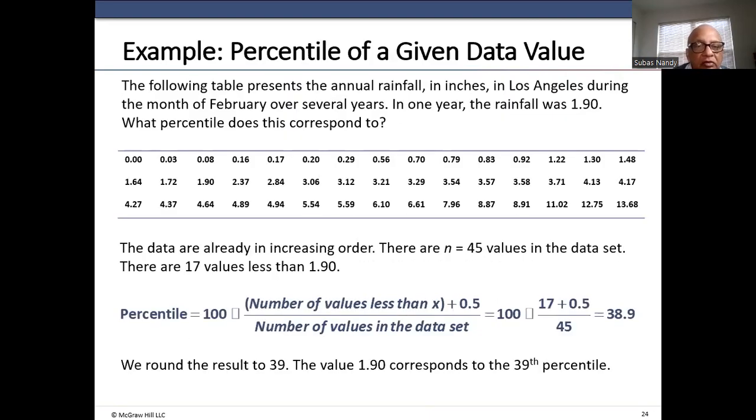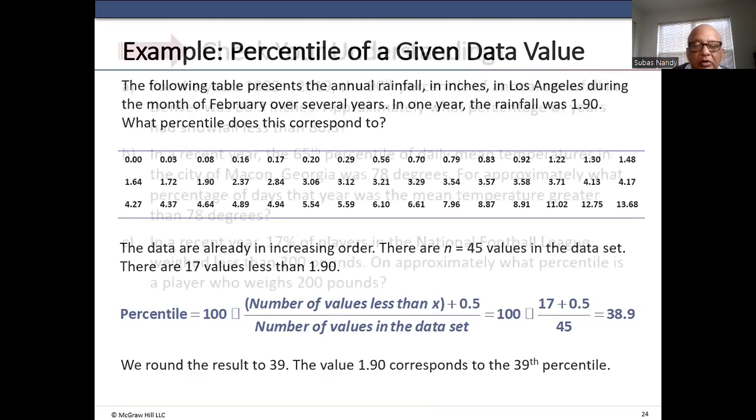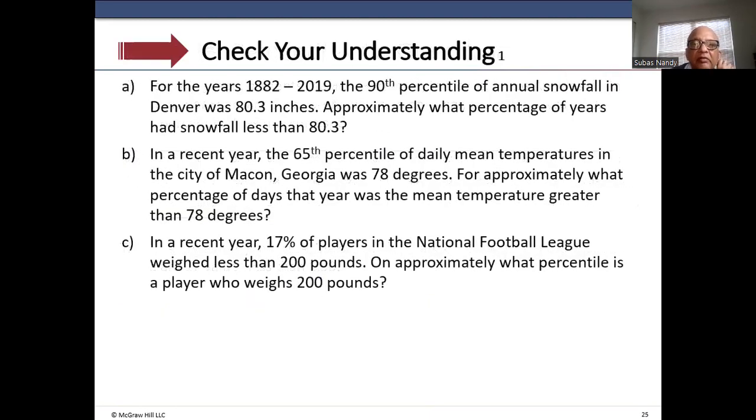So here they want to find the percentile corresponding to 1.9. There are 17 values below 1.9. So 17 plus 0.5 is 17.5, divided by the total number of data values, 45. 17.5 divided by 45 multiplied by 100 is 38.9. Round it to the next higher value, 39. Okay, so that means 1.9 corresponds to the 39th percentile.